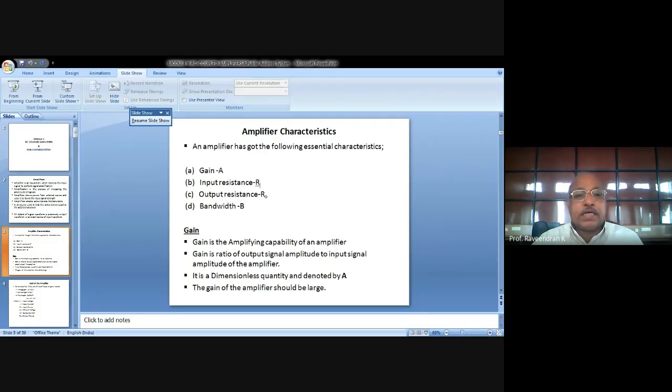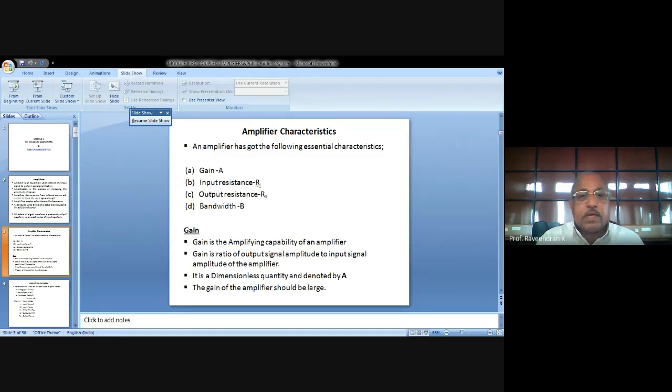So voltage gain is the output voltage divided by the input voltage, represented by AV, and AI is the current gain. So AP, the power gain, is equal to AV into AI. Here Vi is the input voltage, Ii is the input current, Pi is the input power, and Vo, Io, Po are the output voltage, current, and power.